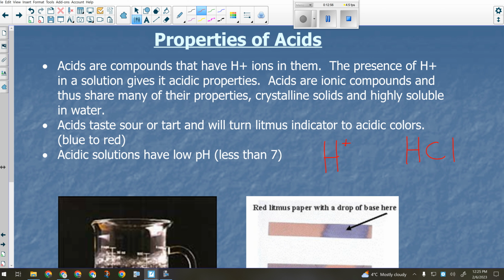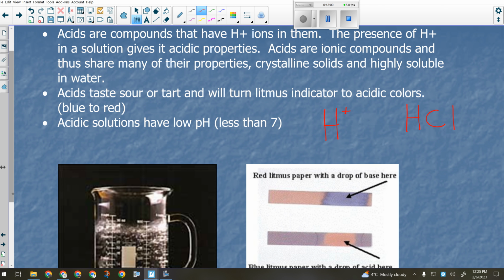Which would be stronger, do you think, hydrochloric acid or sulfuric acid, assuming they're the same concentration? Okay, why? Okay. Could this stuff also do that?